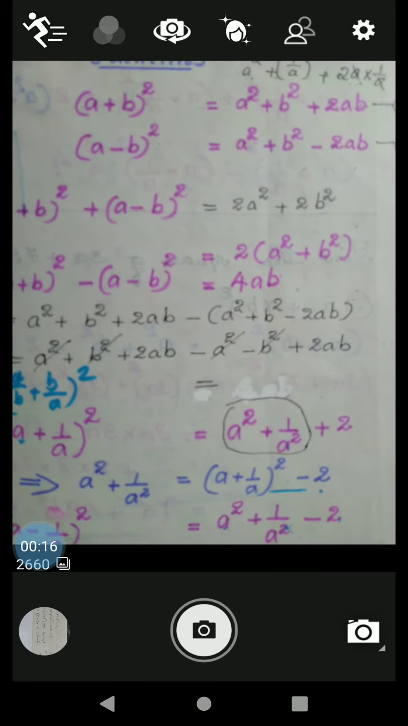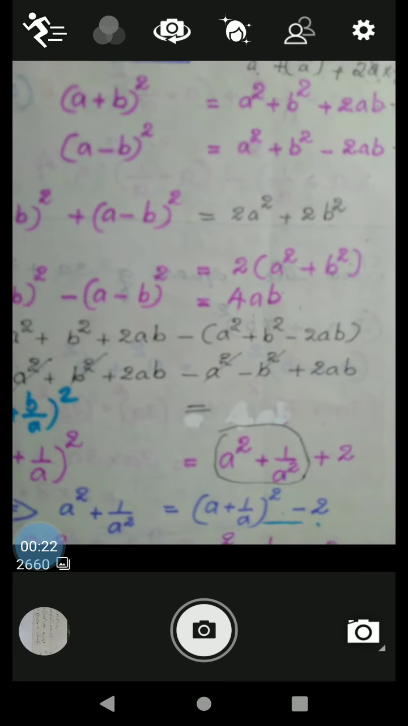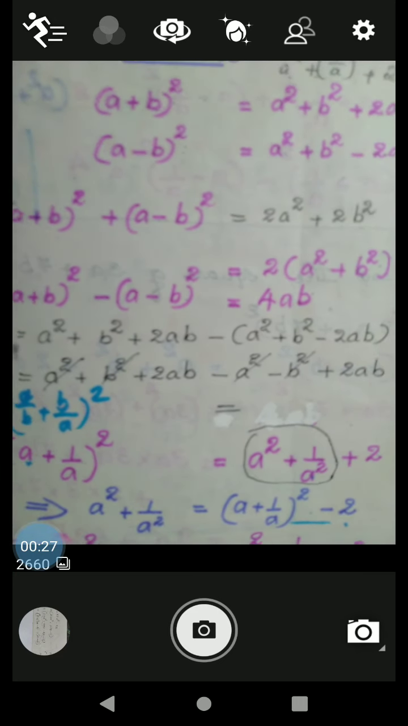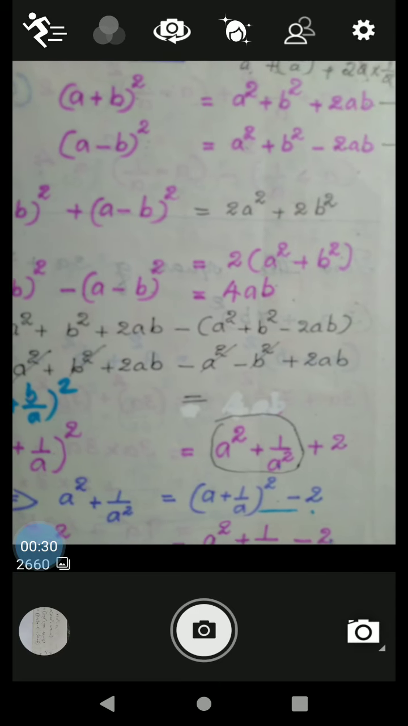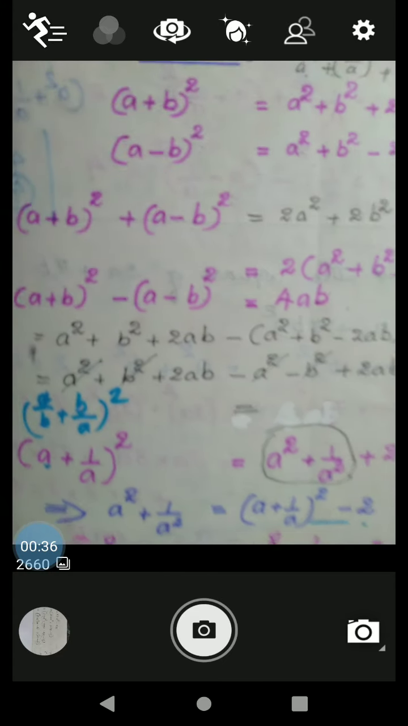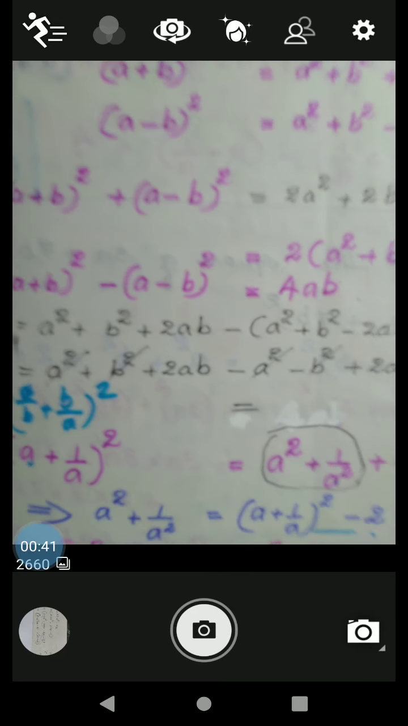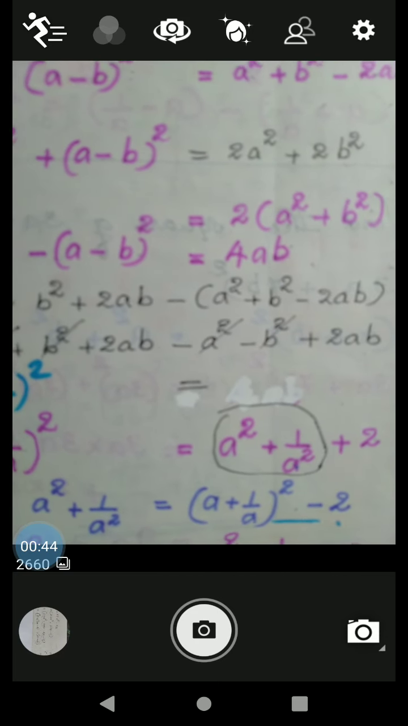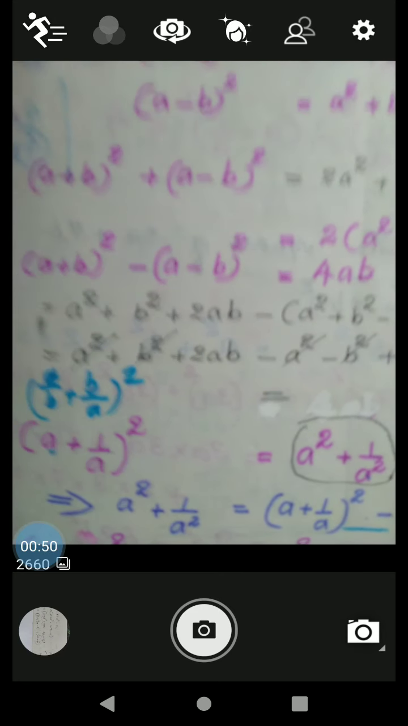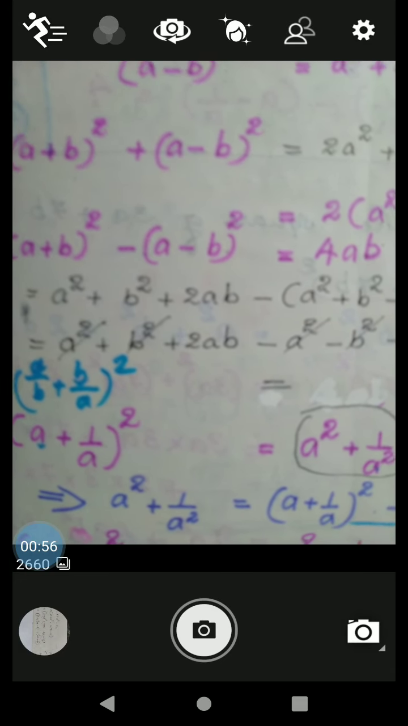In the previous classes, we have learned about expansions. That is, expansion of (a plus b) the whole square, which is a square plus b square plus 2ab. Then (a minus b) the whole square, that is a square plus b square minus 2ab. Then the sum of these two identities, (a plus b) the whole square plus (a minus b) the whole square, we know the result is 2 into (a square plus b square), and the difference between these two, that is (a plus b) the whole square minus (a minus b) the whole square, is equal to 4ab.